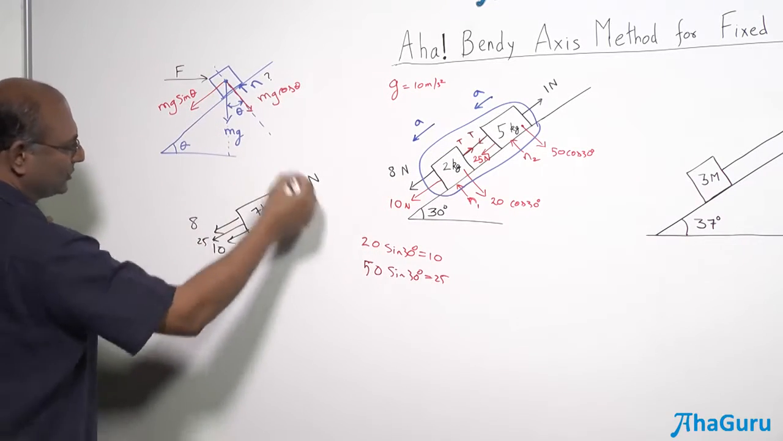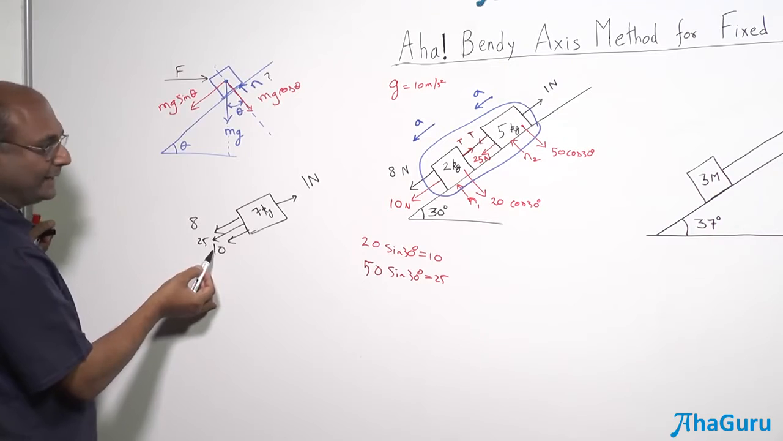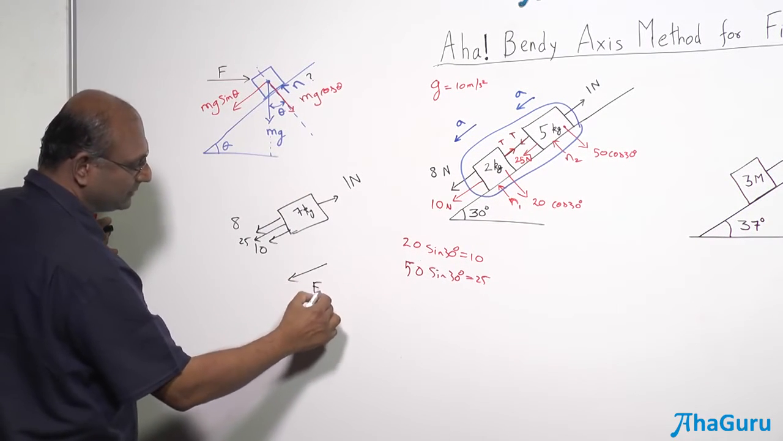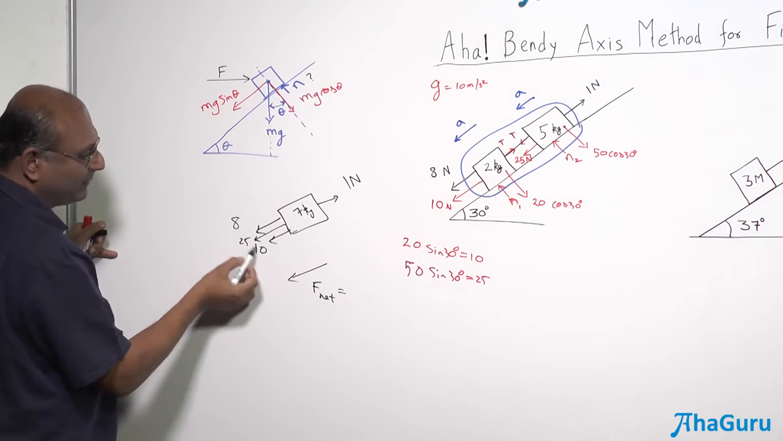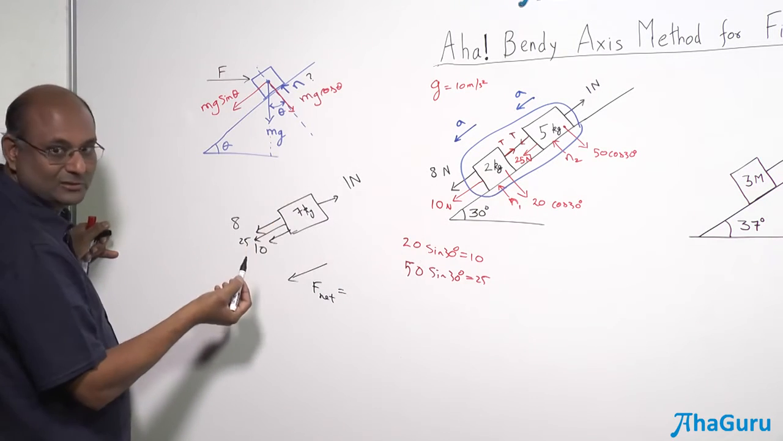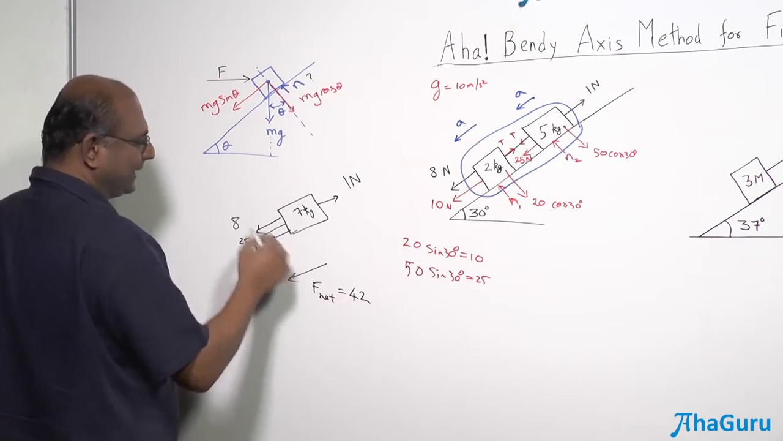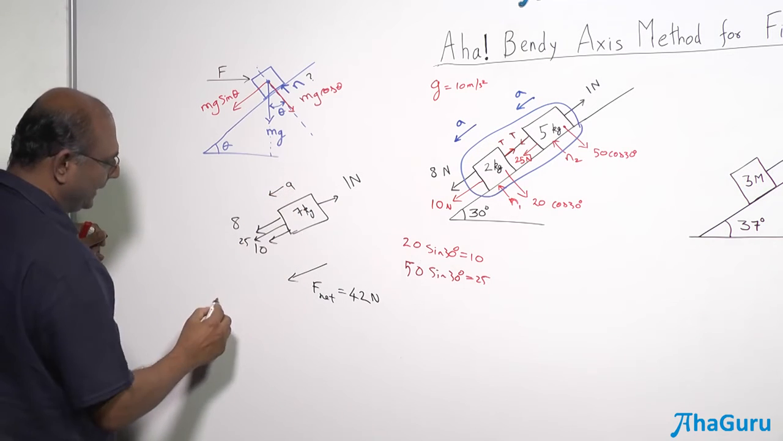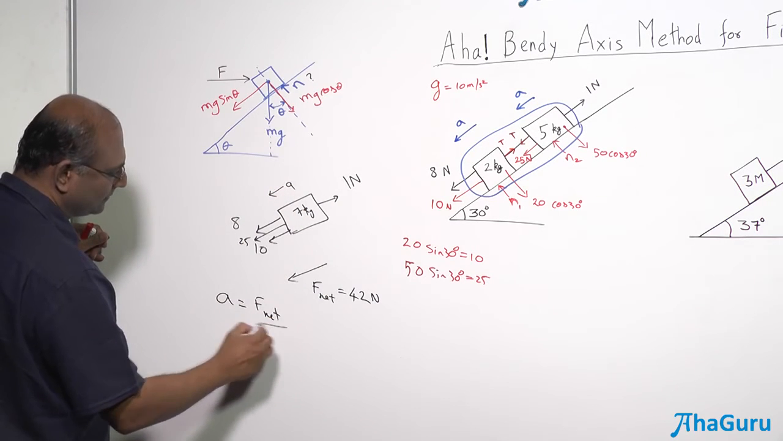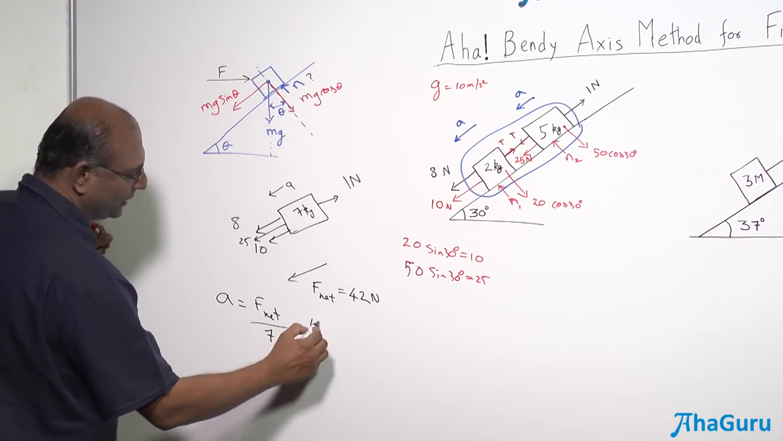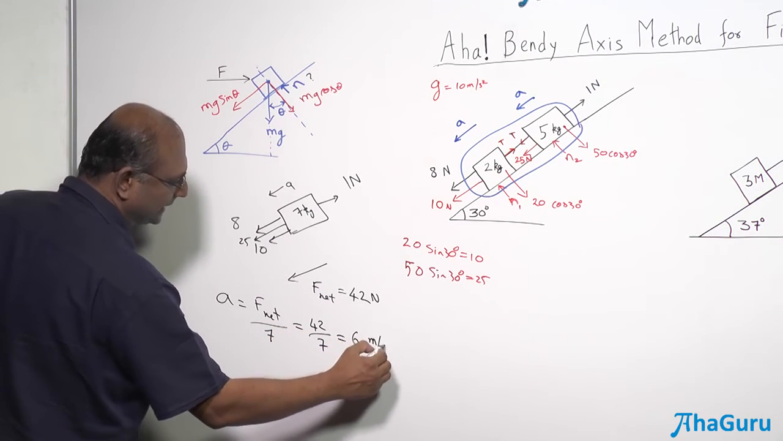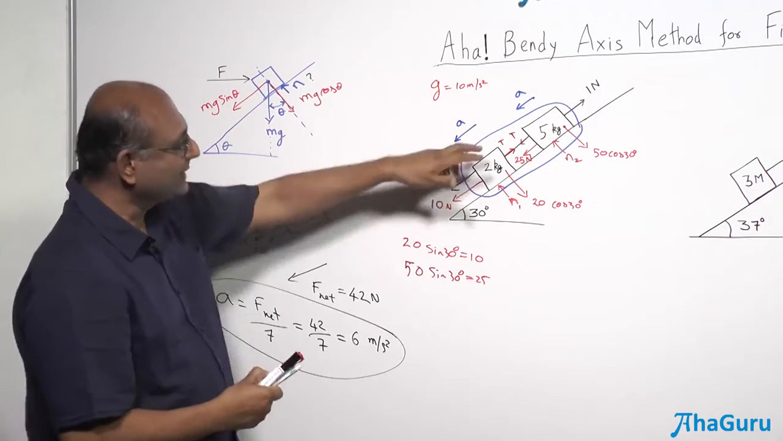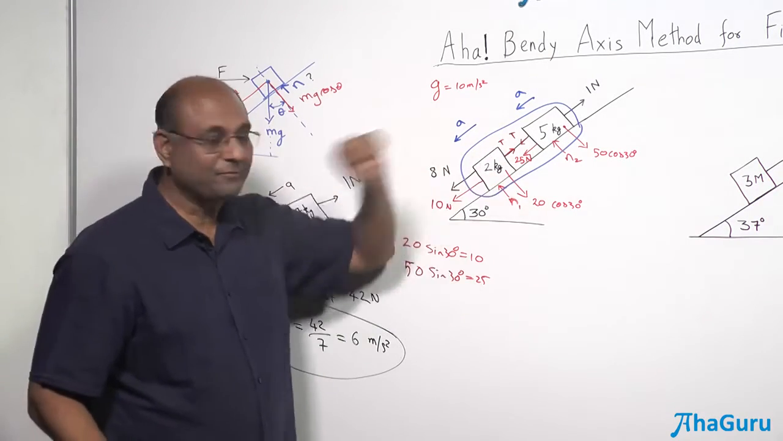Okay, so if I now look at this force, net force, how much do I get? 8 plus 10, 18, minus 1, 17, 17 plus 25. So in this direction, what is the net force? It is 42 newtons this way. You can add it however you want. Okay, so then what is the acceleration? A is net force by mass. Mass is 7 kg. So this is 42 by 7 or 6 meters per second square. Okay, so this gives you the acceleration of the 7 kg block. Of course, the acceleration of the 2 kg block is the same. Acceleration of the 5 kg block is the same.